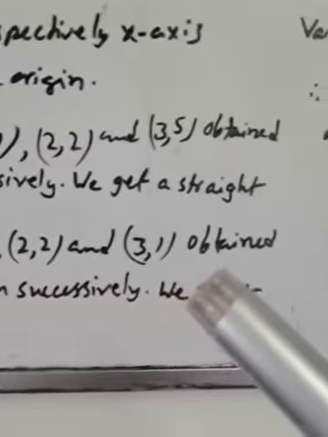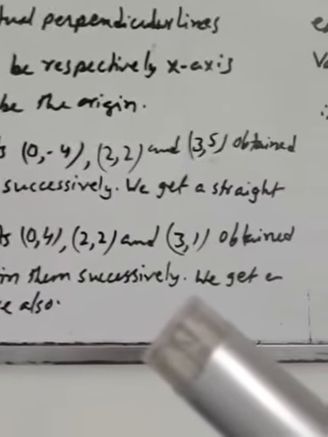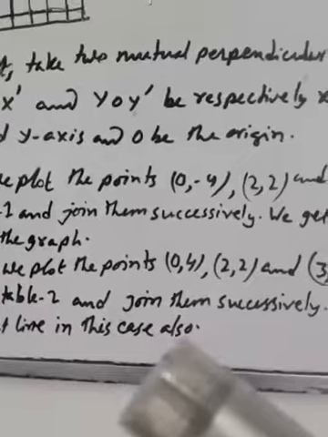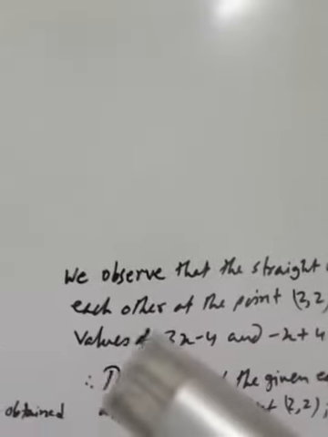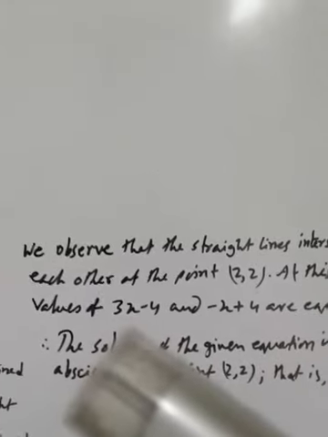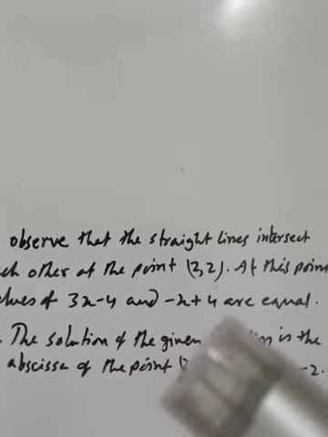See, again we plot the points (0, 4), (2, 2) and (3, 1) obtained in table 2 and join them successively. We get a straight line in this case also. We observe that the straight lines intersect each other at the point (2, 2). At this point, the values of 3x - 4 and -x + 4 are equal.